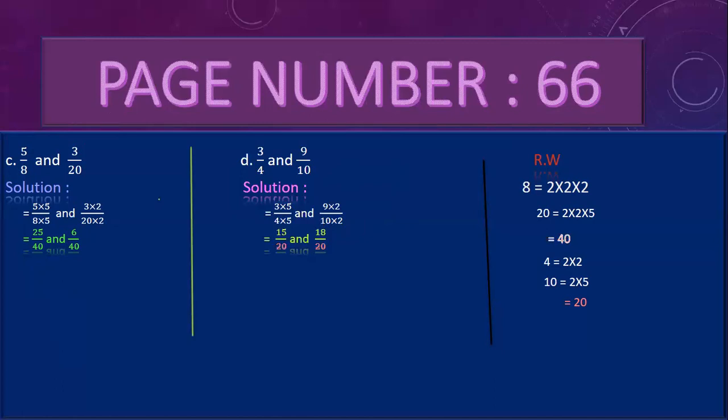Same procedure with the fourth part, 3 over 4 and 9 over 10. We take the LCM of these two numbers and LCM is 20. So we multiply 4 with 5 and 10 with 2 to get the required answer. First fraction is 15 over 20 and the second fraction will be 18 over 20.